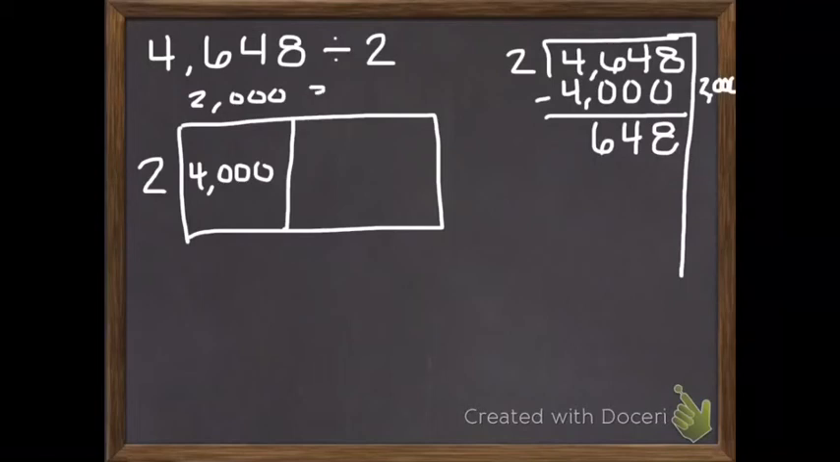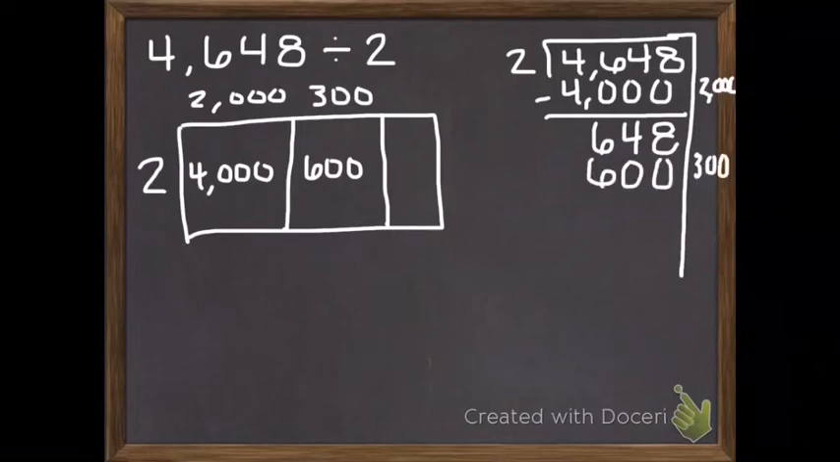So 2 times 300 is 600. Let's show that over here. I did 2 times 300, which got me 600. And I just subtract that from my dividend. 8, 4. That leaves me with only 48 to go. So now I'm thinking 2 times what could get me close to 48?